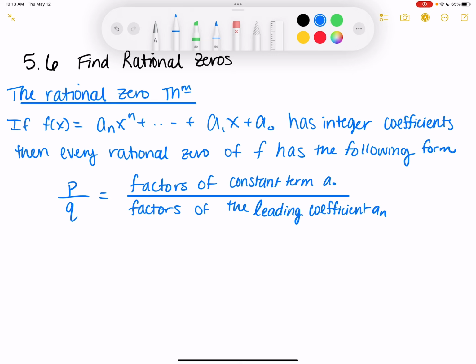Is that a on the top line? Yes, that is a sub 0. Is that a 0 subscript? Yeah. Okay, so it's a 0, not an O. Wait, constant term. It's this: the factors of this number, over the factors of this number.